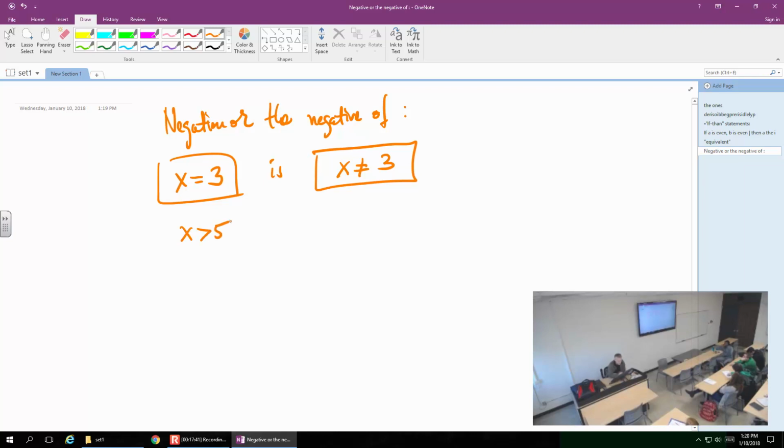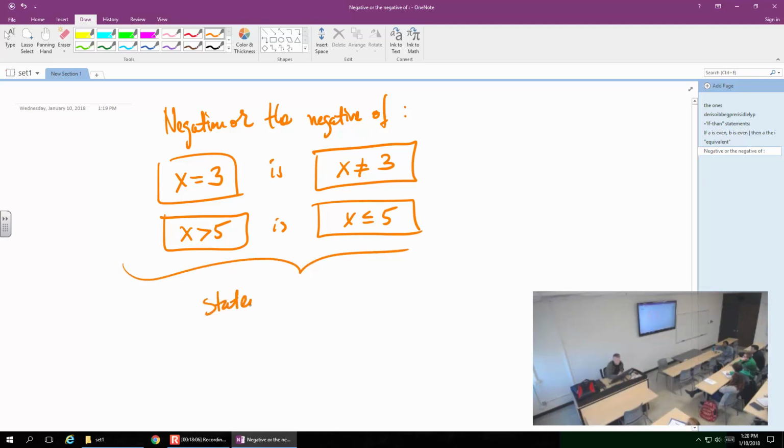Or x larger than 5, the negative is what? Less than or equal to 5. So whenever it's about numbers, it's frequently very straightforward. Once again, these are statements. Negation sounds like an operation, and we're talking about the negative, which is a statement taken together. Look at the two statements together. They take care of all possibilities about x or anything.